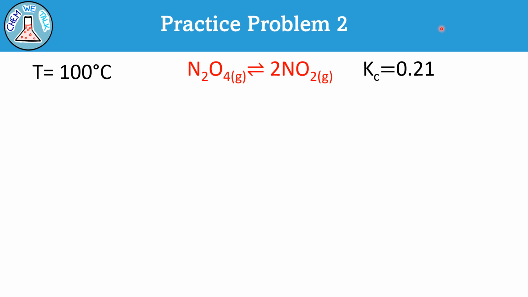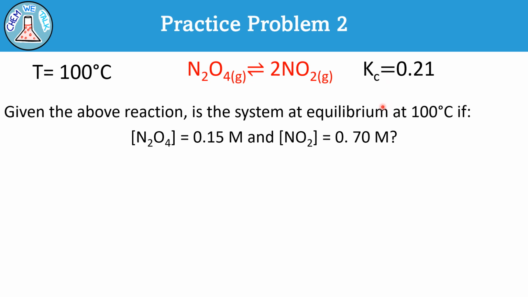All right, let's now go from A's and B's to the actual reaction. So now we have, at T equals 100 C, this N2O4 gas going to 2NO2 gas with a Kc of 0.21. And now the question is, is this system at equilibrium at 100 degrees C if the concentrations of N2O4 and NO2 are the following? So every time the question is asking if something is at equilibrium or not, you need to remember right away that you need to use QC.